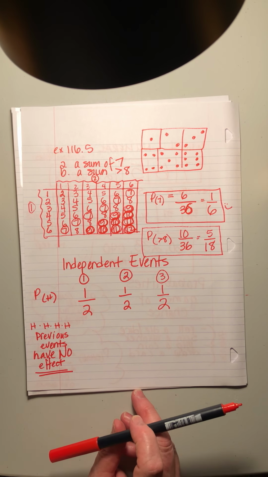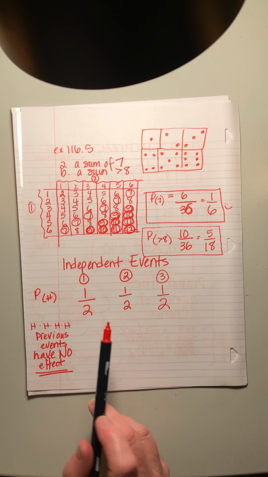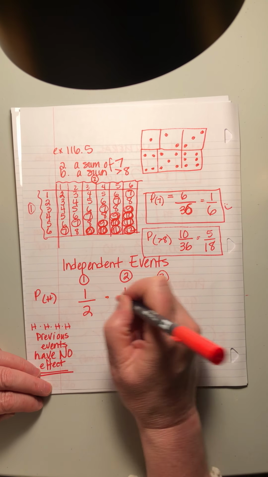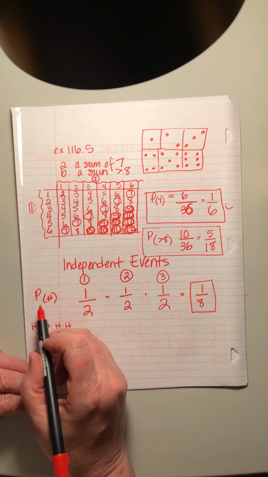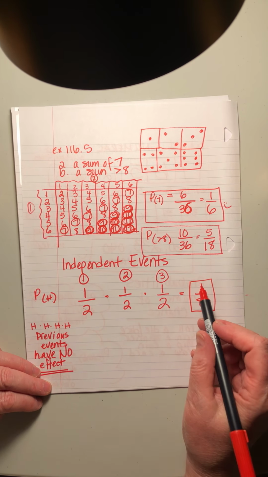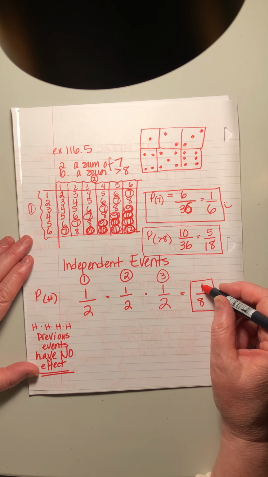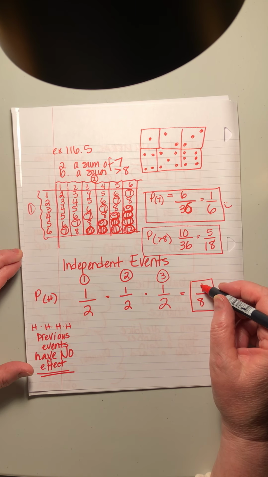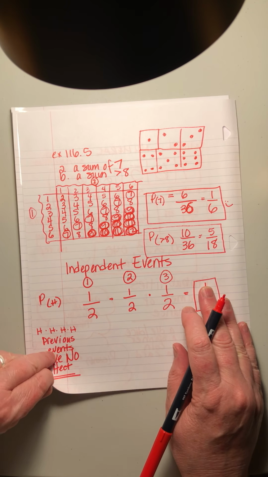So we get problems like this. A fair coin is tossed 3 times. What is the probability that it comes up heads every time? All we do is multiply them together. So the probability of getting heads 3 times in a row is 1 out of 8. Okay? It doesn't mean you're guaranteed that you'll get one. It doesn't mean anything about what will happen. It just means that's the probability of what could happen, is most likely to have happened.